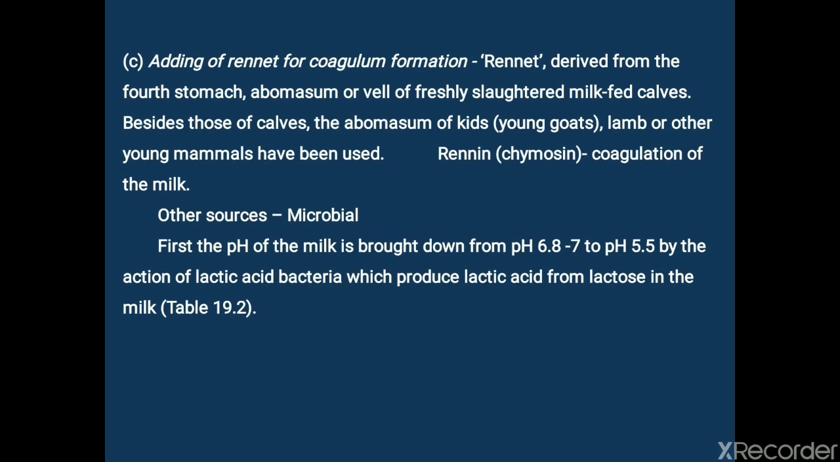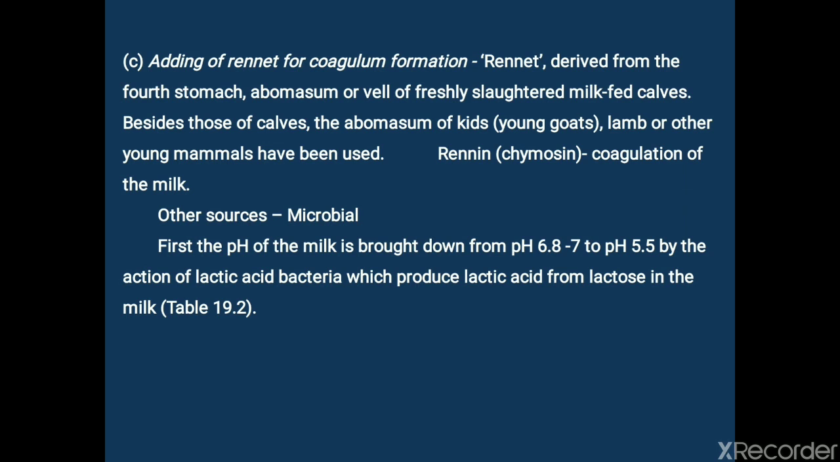Rennin is a proteolytic enzyme which is responsible for the coagulation of milk, and for the partial digestion of casein. Rennin is also called chymosin. There are other sources of this proteolytic enzyme, that is rennin. It is obtained from different types of microbes.